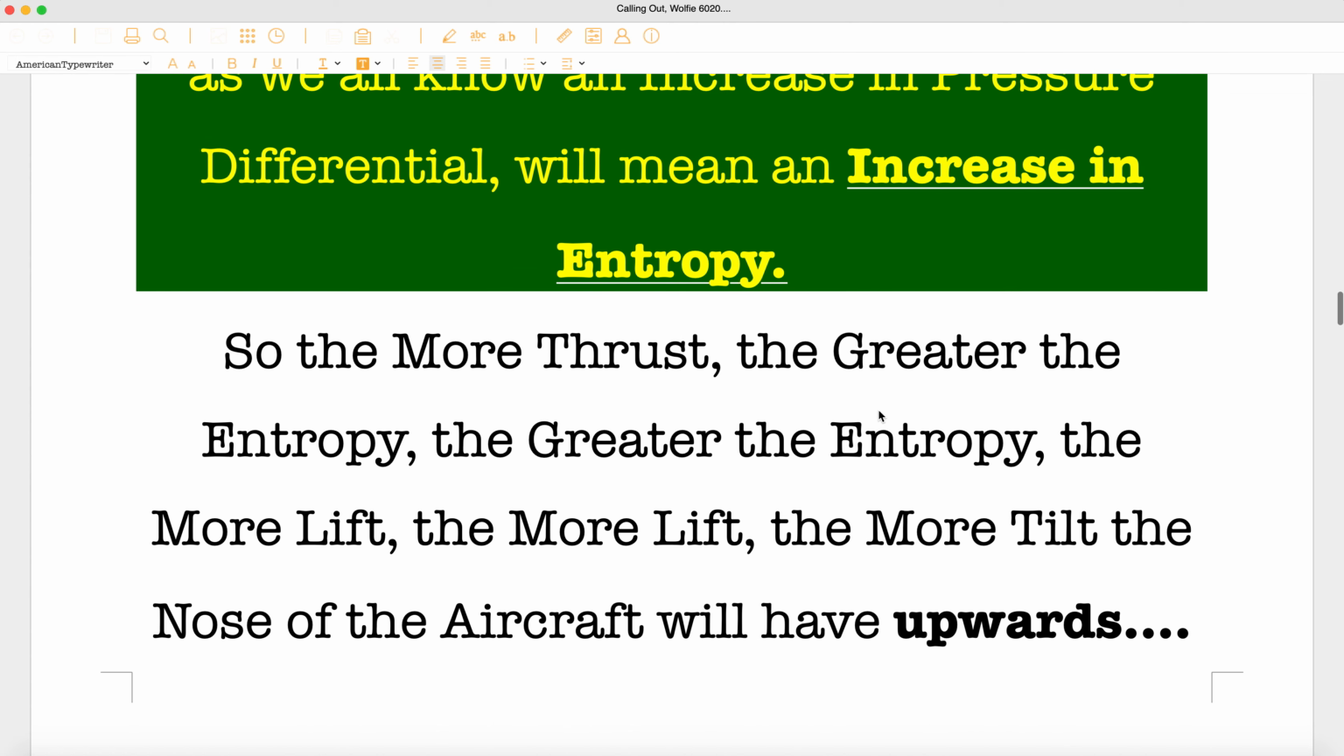So the more thrust, the greater the entropy. The greater the entropy, the more lift. The more lift, the more the nose of the aircraft will tilt upwards. I was told I was completely wrong about all this, right? So let's just see. Okay.